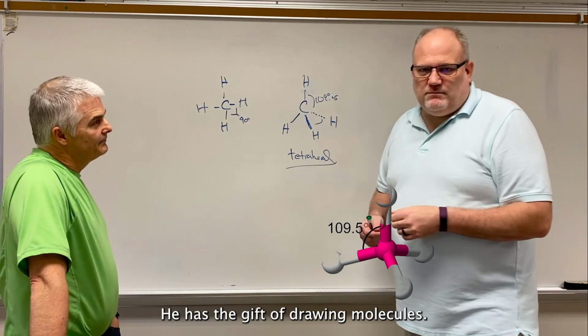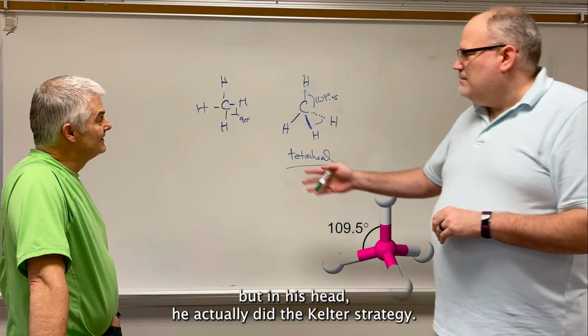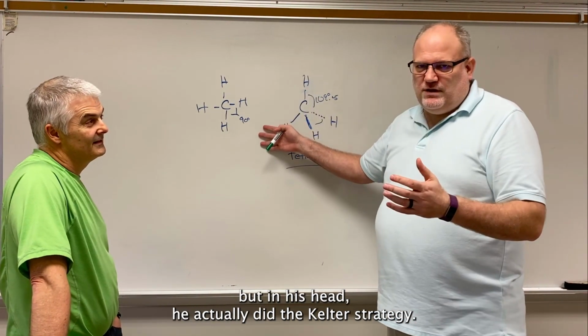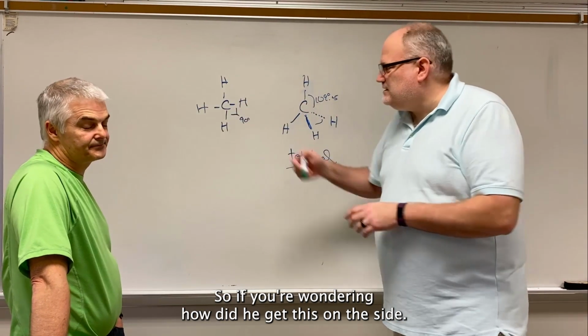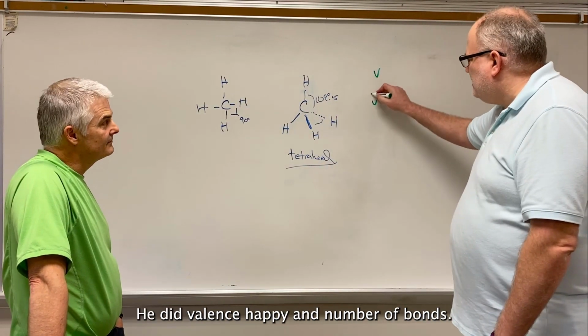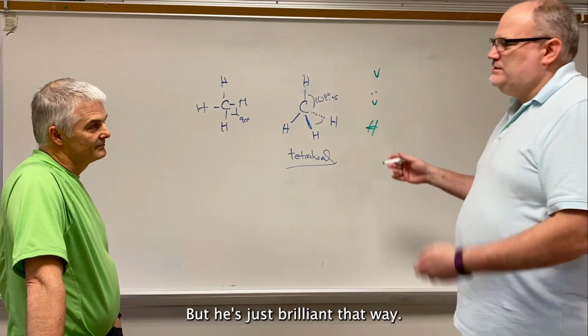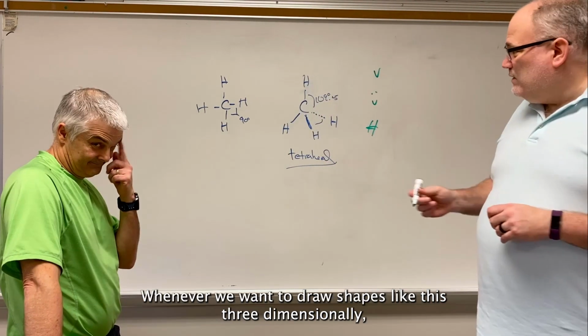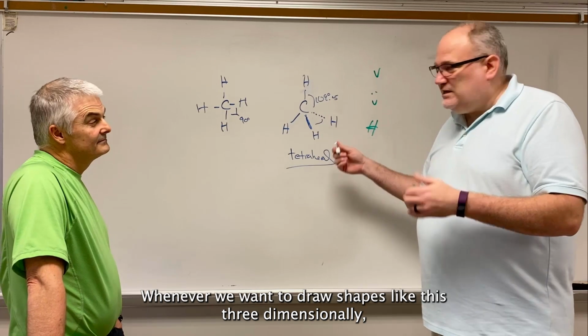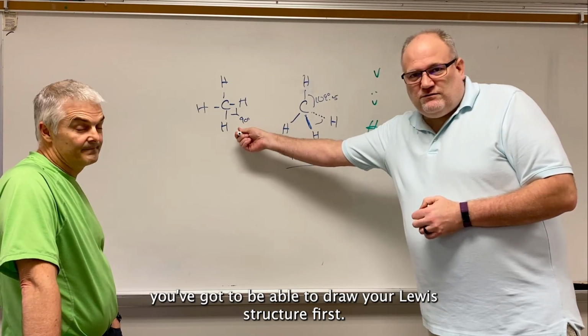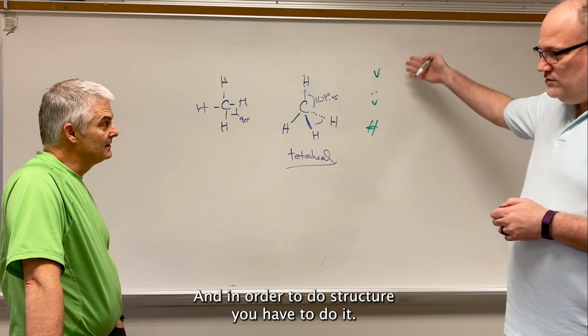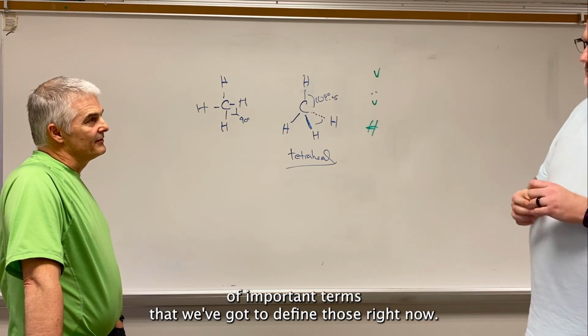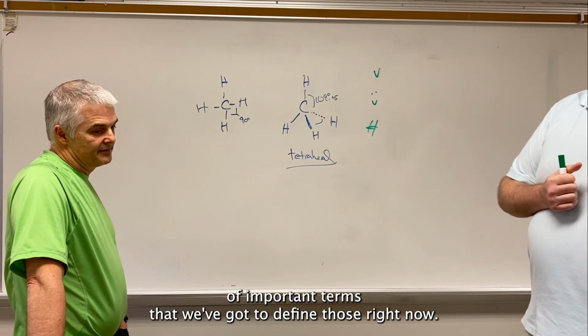By the way, we didn't mention this before. He has the gift of drawing molecules. He's being modest here, but in his head, he actually did the Kelta strategy. So if you're wondering how he got this, on the side he did valence, happy, and number of bonds, but he's just brilliant that way, and so he got that structure from this. So heads up, whenever we want to draw shapes like this three-dimensionally, you've got to be able to draw your Lewis structure first, and in order to draw your Lewis structure, you have to know how to do the Kelta strategy. So there are a couple of important terms that we've got to define. Let's hit those right now.